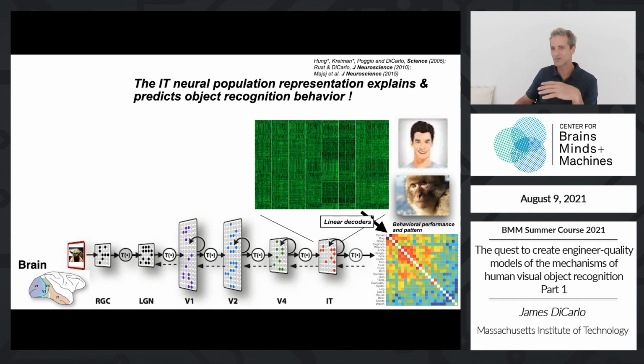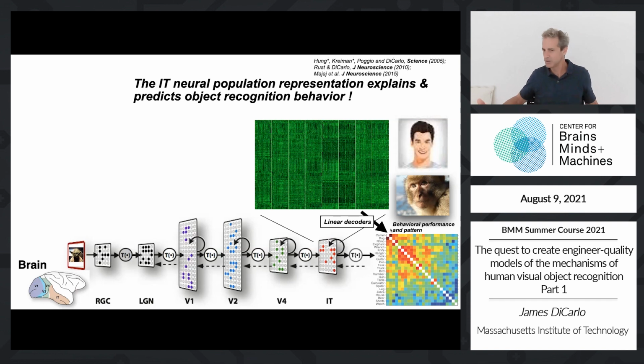And so what that means is we think we have an approximation, with these linear decoders, of how the neural activity in this part of the brain ultimately is driving the behavioral choice of the animal in these recognition tasks. Another way to put that is the neural population representation explains and predicts the object recognition behavior, in the sense that you first apply a linear decoder, which is a simple population readout. You have a set of decoders, one for each category. That's typically how this is done.